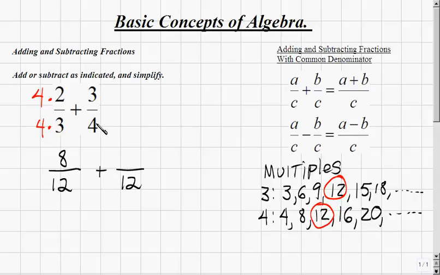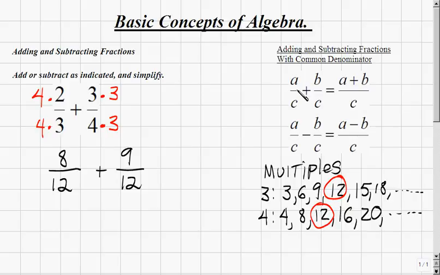Similarly, we need to change 3/4 to an equivalent fraction. So 4 multiplied by what would be 12? Well, we'll multiply that by 3. 4 times 3 is 12. So we'll also multiply the numerator by 3, so that we have an equivalent fraction that would reduce to 3/4. We now have two fractions to add together with a common denominator.